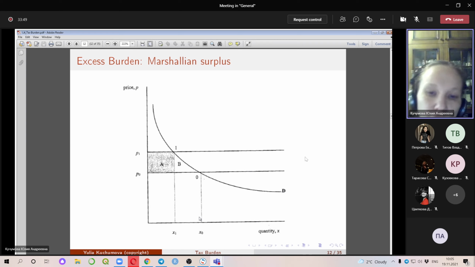So then what is B? Area B here is the loss, right, in the consumer surplus, and it's called the deadweight loss, right? And in public economics, it's usually also called just the Harberger triangle, right? And this Harberger triangle is a measure of the deadweight loss due to the introduction of a tax on a good.